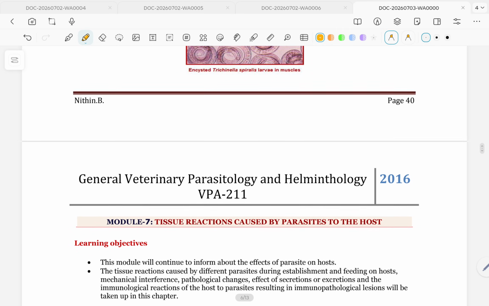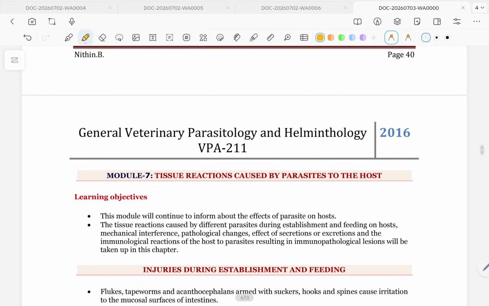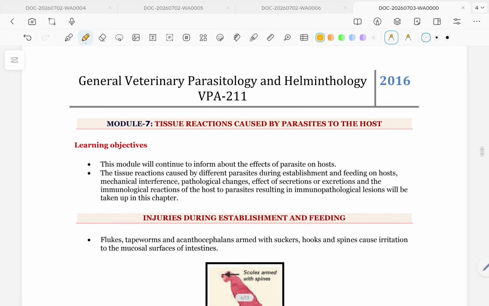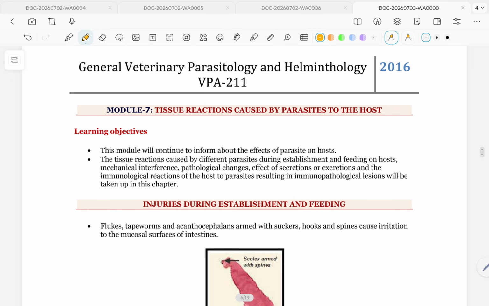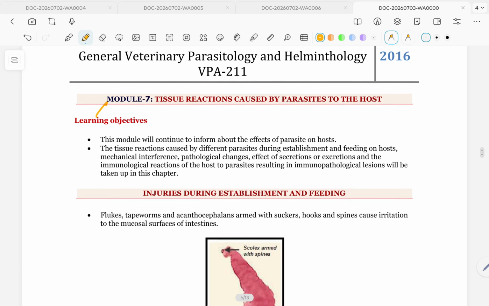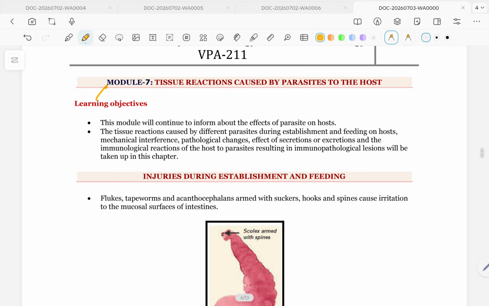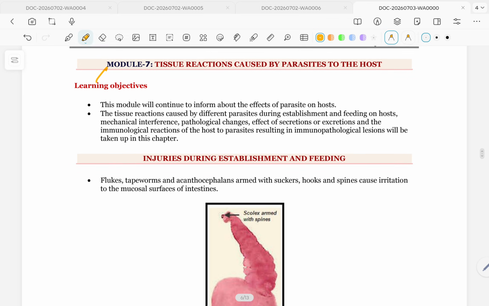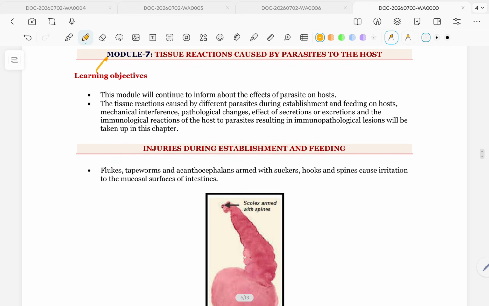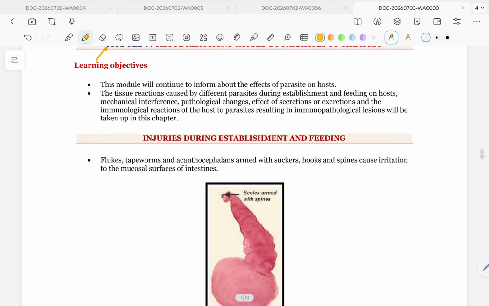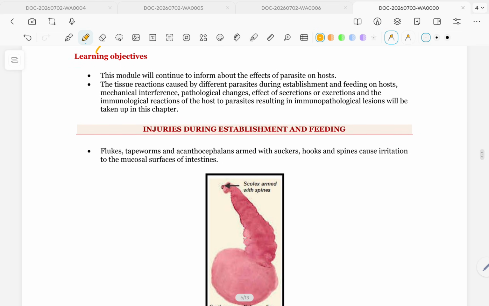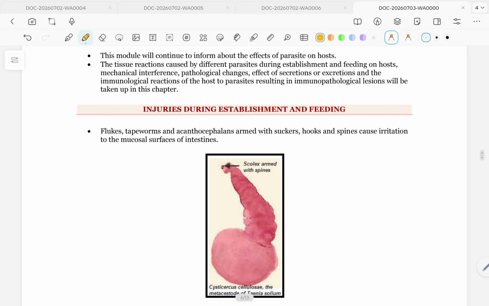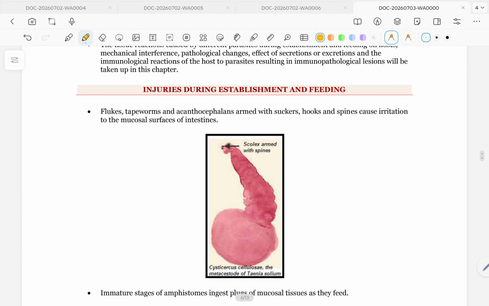Module 7. Tissue reaction caused by parasites to the host. Learning objective. This module will continue to inform about the effect of parasites on the host: the tissue reaction caused by different parasites during establishment and feeding on the host. Mechanical interference, pathological change, effect of secretion or excretion, and the immunological reaction of the host to the parasite resulting in immunopathological lesions will be taken up in the chapter. Injury during establishment and feeding.